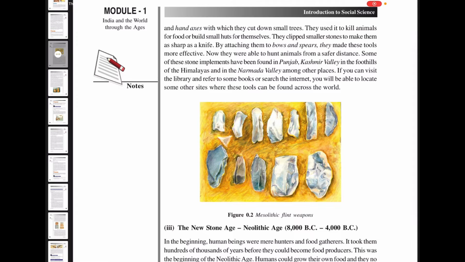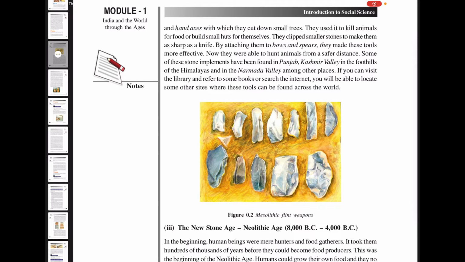They used it to kill animals for food or build small huts for themselves. They clipped smaller stones to make them as sharp as a knife. By attaching them to bows and spears, they made these tools more effective. Now, they were able to hunt animals from a safer distance.